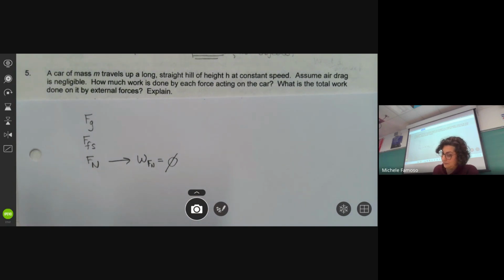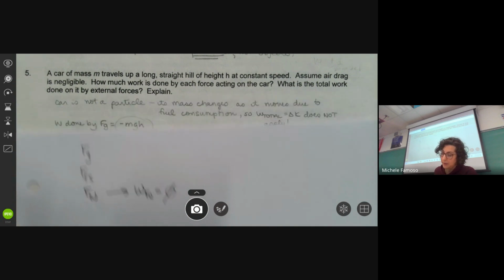Okay. How much work is going to be done by gravity? First of all, can we say that the work done is equal to the change in kinetic energy for a car? Is a car a particle? So we wouldn't say that. Okay.